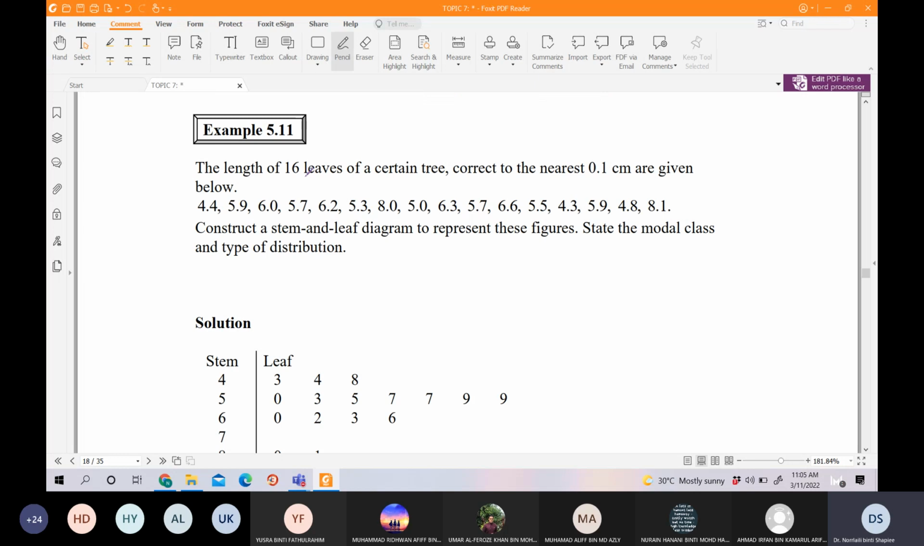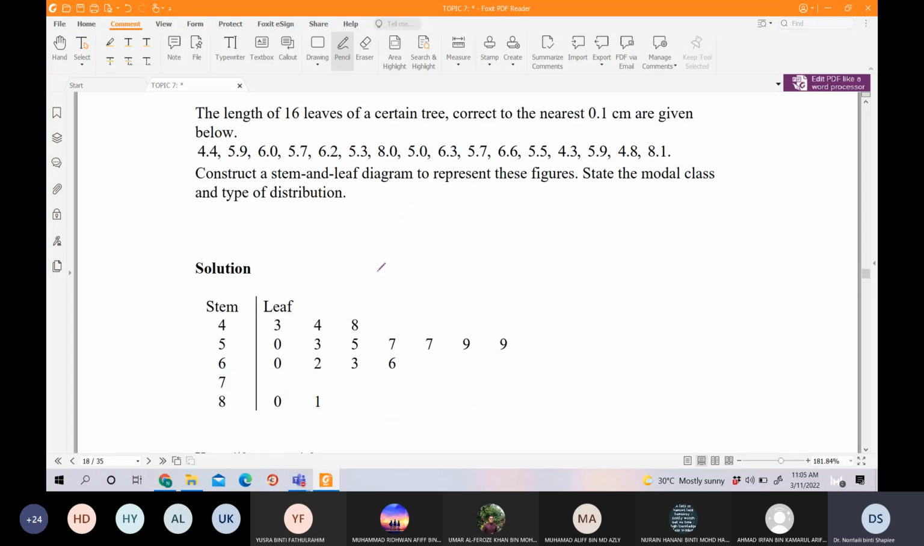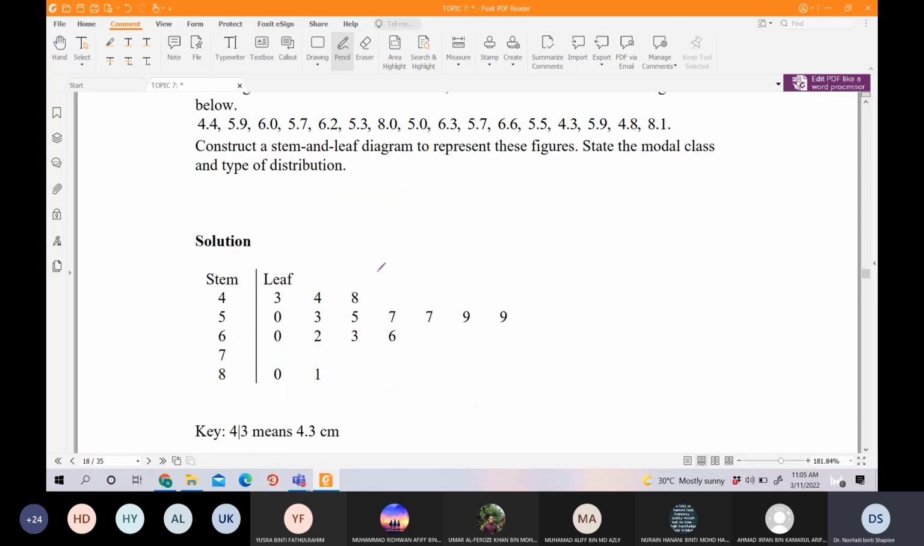The lengths of 16 leaves of a certain tree, correct to the nearest 0.1 cm, are given below. So there are 16 leaves. Automatically we know that this is our N, our sample. Construct a stem and leaf diagram to represent this data. From here you have to state the modal class and the type of this tree distribution. So this one 4, 5, 6, 7, 8.